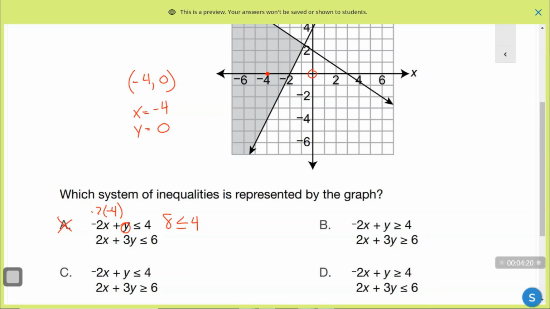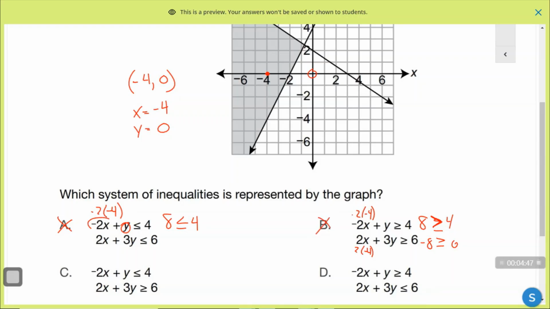I'm going to come to my next one over here. I'm going to see that -2 times -4 is going to give me 8. And so again, it's going to be 8 is greater than or equal to 4. Well, that is true. Let's test it in the next one. 2 times -4 is going to give me -8, which is greater than or equal to 6. Well, that is false, so it is not B. And I move on to the next one.